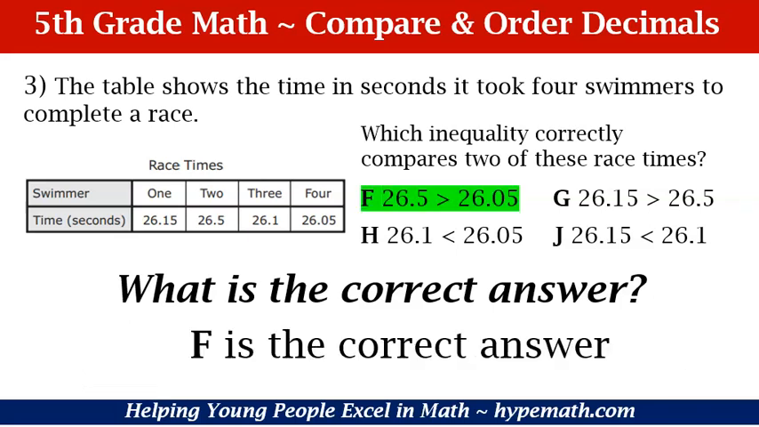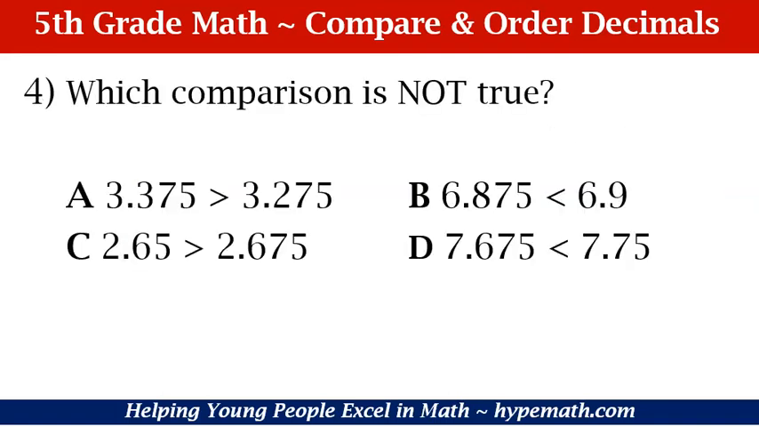If you said F, you are absolutely correct. 26.5 is greater than 26.05. Let's move to question number 4. Which comparison is not true?